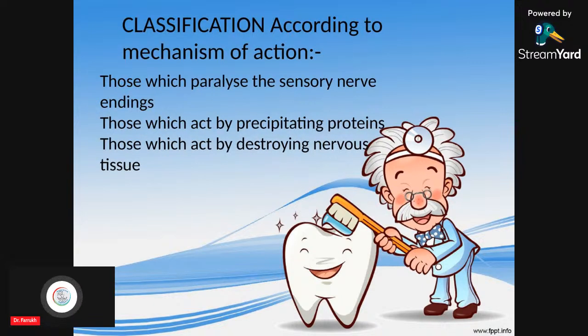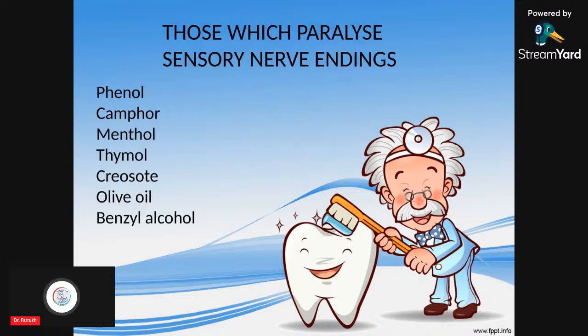Now, coming to the classification according to the mechanism of action. So, first we will classify them according to the mechanism of action. These are three: those which paralyze the sensory nerve endings. Then those which act by precipitating proteins. And the third one which acts by destroying the nervous tissue. So these are the mechanisms of action upon which they are classified.